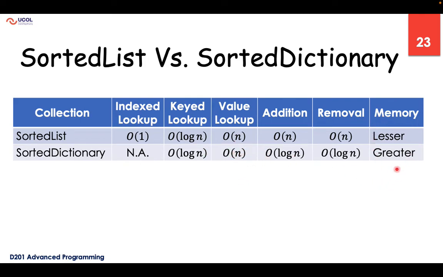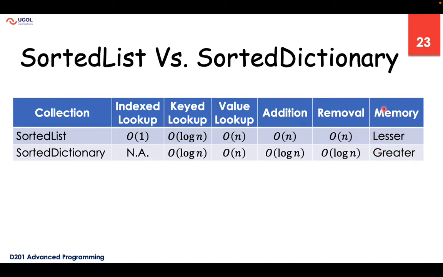But one thing we want to see here: the sorted list takes less memory, less storage area inside our RAM. On the other hand, the sorted dictionary takes greater. That could be a concern if the sorted list or sorted dictionary contains millions of entries. It means the sorted list will take less memory in the RAM as compared to the sorted dictionary.